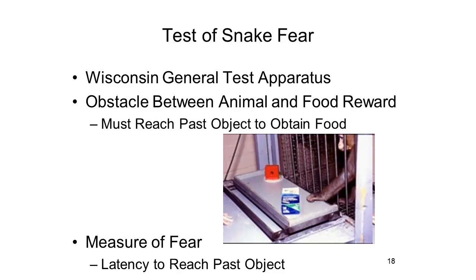Here, you see a monkey being offered a choice between two objects. In her experiments, Mineka offered the monkeys a highly desirable treat. I think it was Fruit Loops, actually. But in order to obtain the treat, it had to reach past a snake or some other object. Response latency, or the time it took the animal to reach past the object, was the measure of fear. The longer the latency, the longer it took the monkey to reach past the object, the more fear there was.